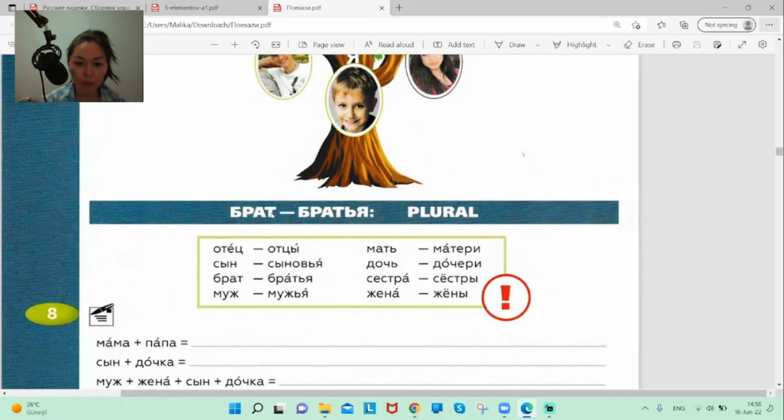We have to remember some family titles that change differently. For example, брат, братья. Отец, е disappears, it becomes отцы. Сын, сыновья. Брат, братья. Муж, мужья. Мать, матери. Дочь, дочери. Сестра, сестры.